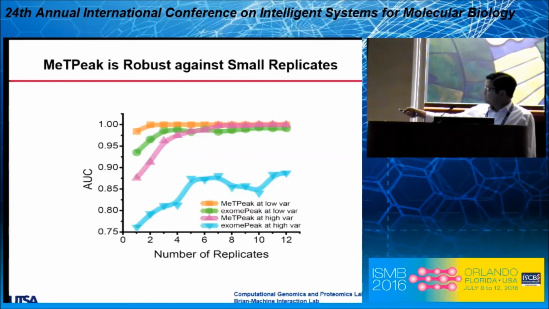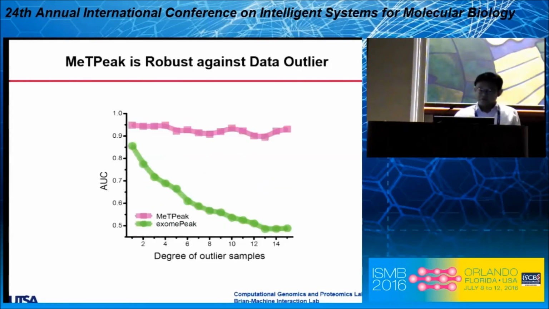And then, we look at the number of replicates at different levels of variances. So again, these two curves are MAP-peak performance. These are AUCs, and they are quite robust. They have a quite robust performance even with a small number of replicates. So this is what the reality is. So normally we have a small number of replicates.